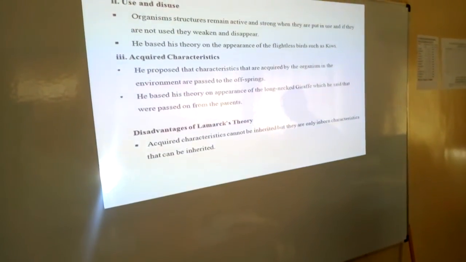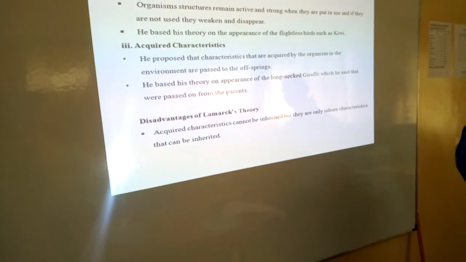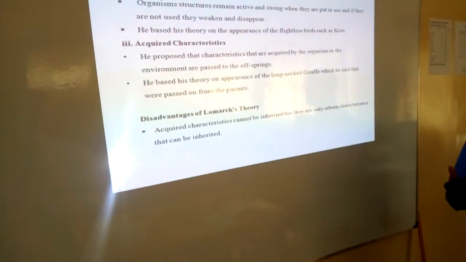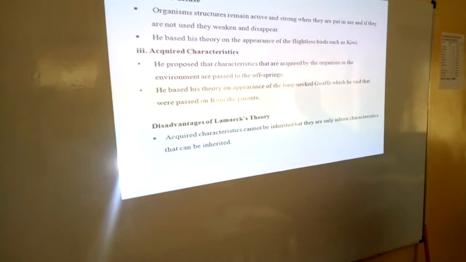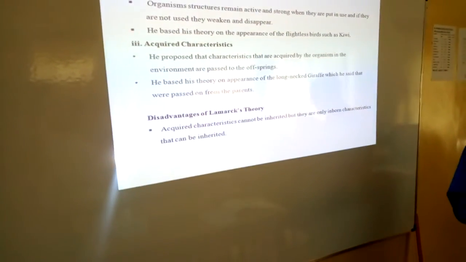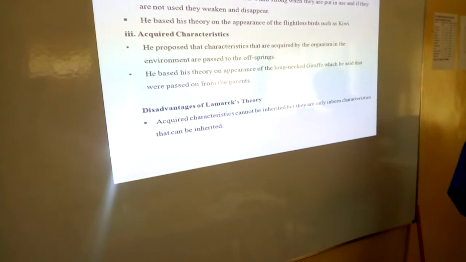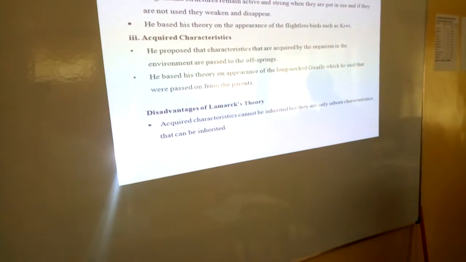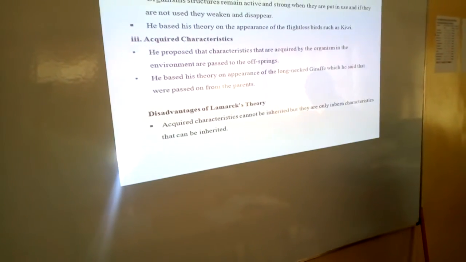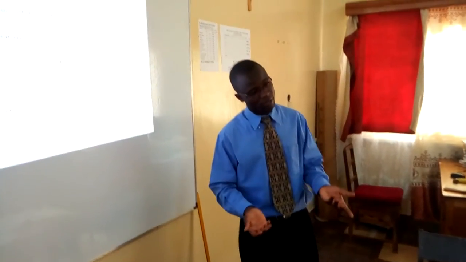Acquired characteristics are inherited, the third theory. Lamarck proposed that characteristics acquired by the organism in the environment are passed to the offspring. What is the implication of that? That these characteristics are not inborn. They are the ones that have been acquired from the environment.